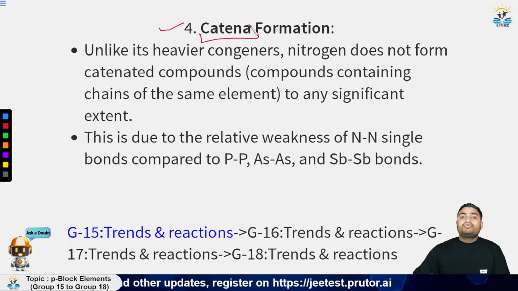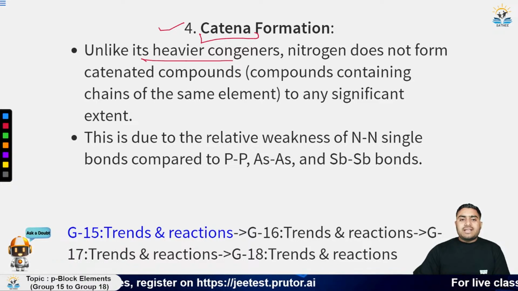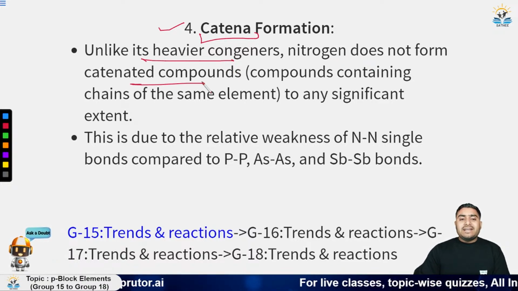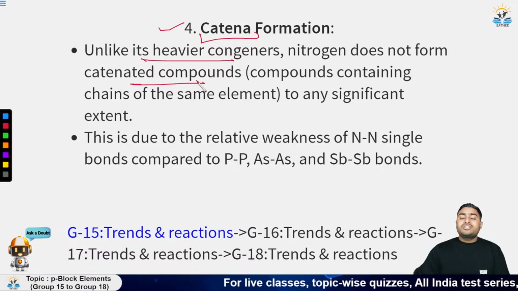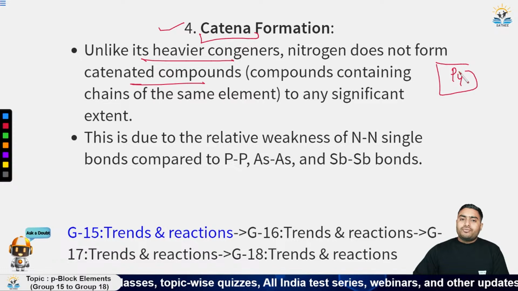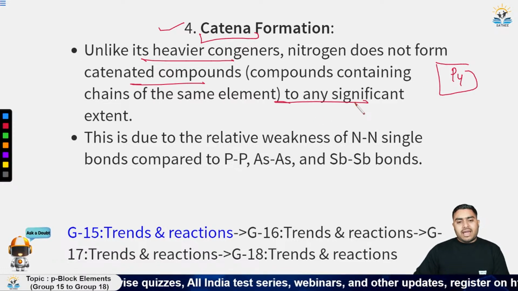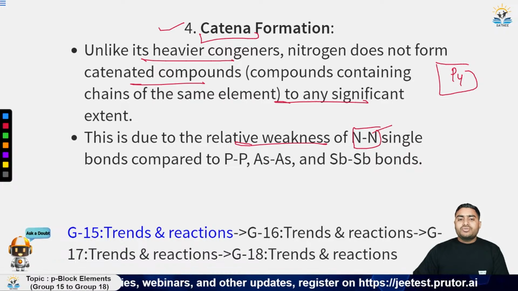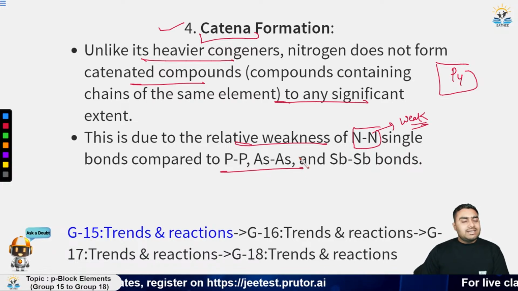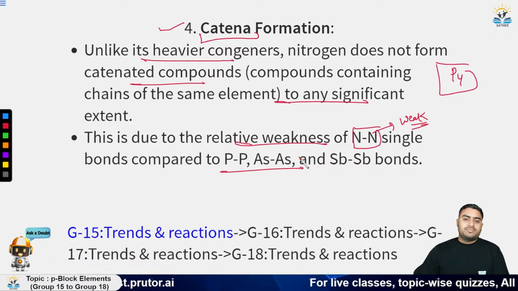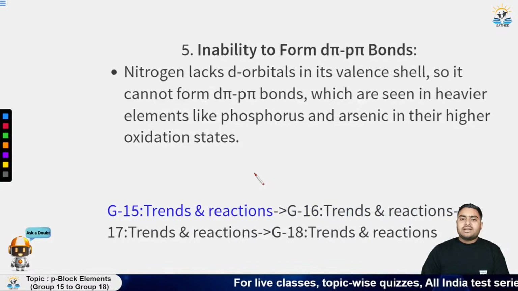Catenary means chains. So unlike its heavier congeners, nitrogen does not form catenated compounds, compounds containing chains of the same elements like P4, to any significant extent. This is due to the relative weakness of the nitrogen single bond, right? The nitrogen single bond is weak as compared to other single bonds like P-P, that means phosphorus, arsenic, and Sb bonds. Okay, this is about the catenary formation.